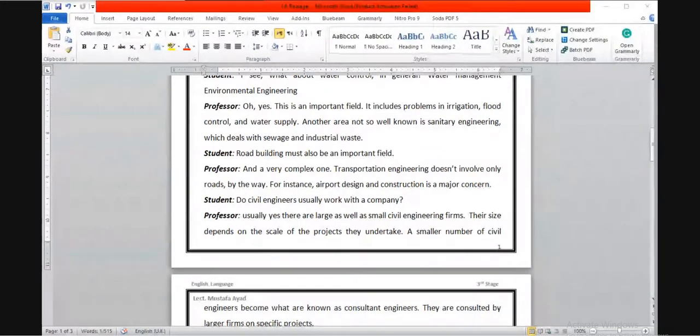The student asks the professor this question: does the civil engineer work with a company? The professor answered saying, yes, usually the civil engineer works with large or small firms. Why do you think the professor is saying firms? Why not companies? Or is it the same?